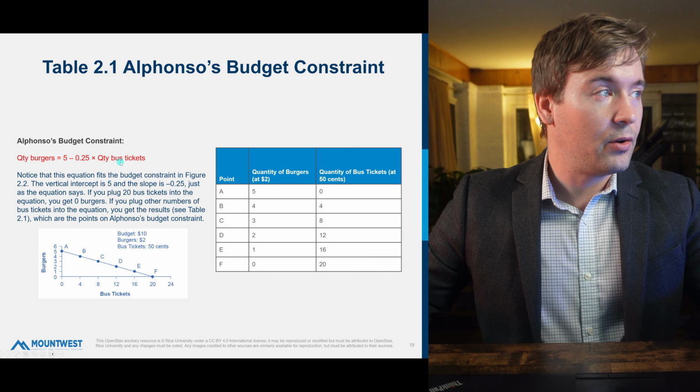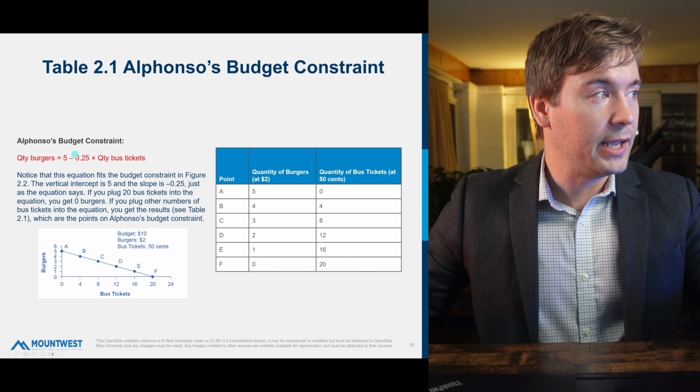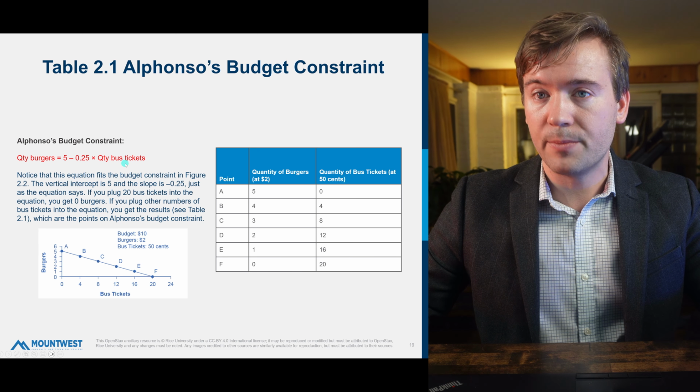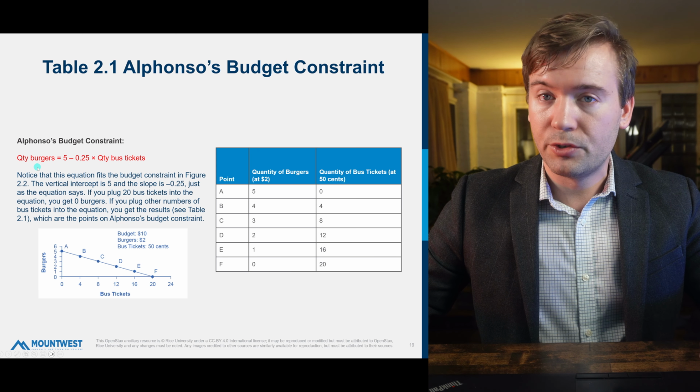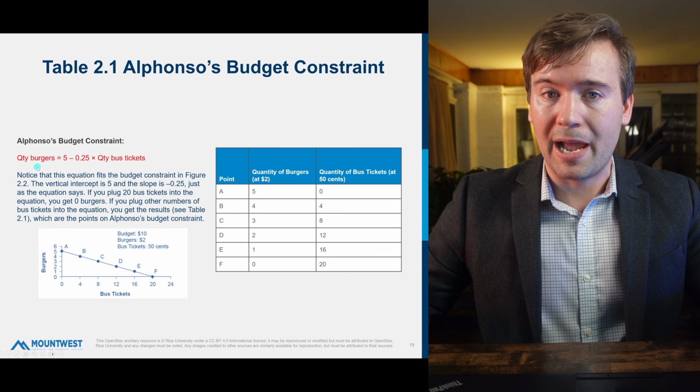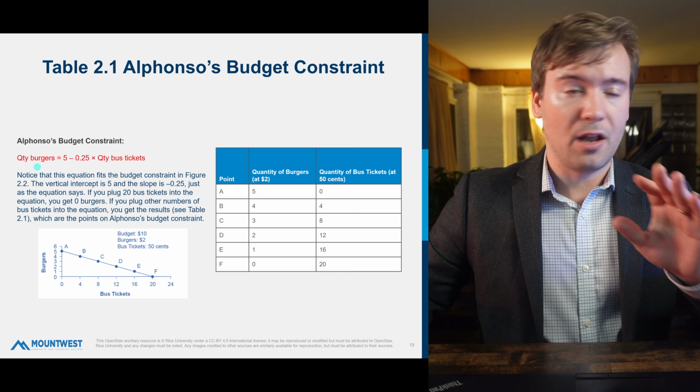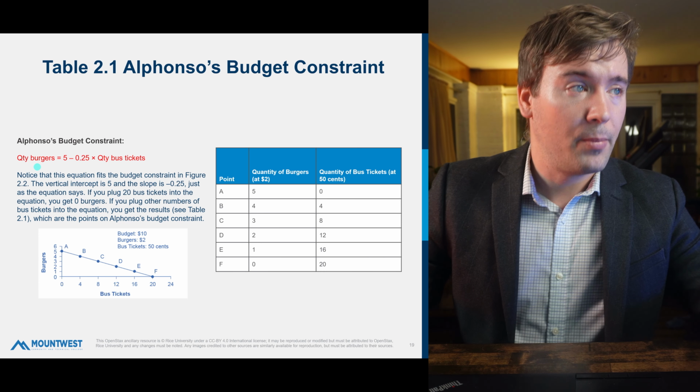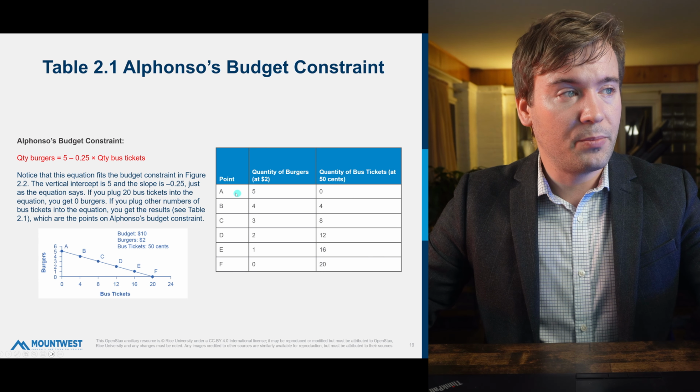So we have to figure out how many bus tickets will make it where 5 minus 0.25 times that quantity equals 2 burgers. It's effectively the math. It's just a little bit of algebra. You're not going to need to worry too much about it. But once we do that math, we can actually put it into a table here.